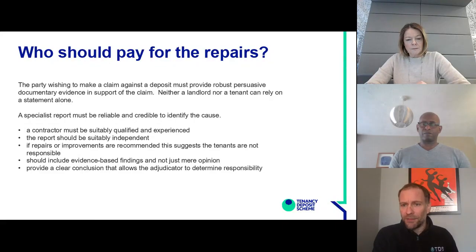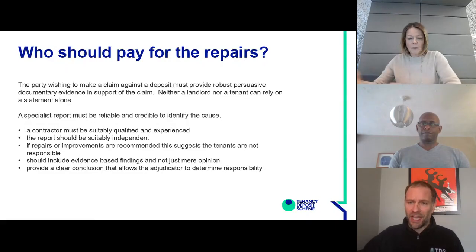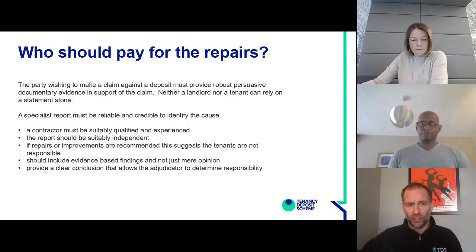How can we say the tenant is in breach of the property if a contractor is saying that actually it needs better ventilation? It should also include evidence-based findings and not just be mere opinion. We see again, building companies might offer an opinion. They might have experience. They might be in a decent position to offer that knowledge and experience. But on the face of it, objectively, dealing with it on the papers, is it going to be sufficient? Probably not. It should provide a clear conclusion as well that's going to allow the adjudicator to determine on balance where responsibility for this issue lies.